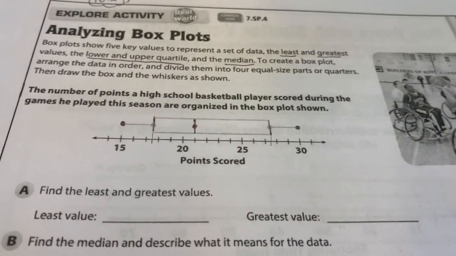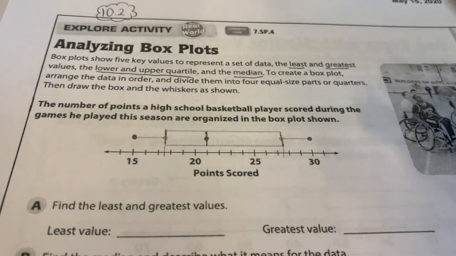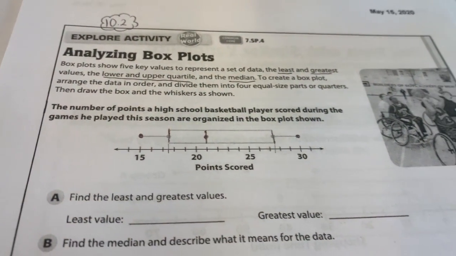So if you're actually going to make your own box plot, you have to arrange the data in order, and then you break it up into 4 equal size parts or quarters, and then you draw the box and whiskers plot.